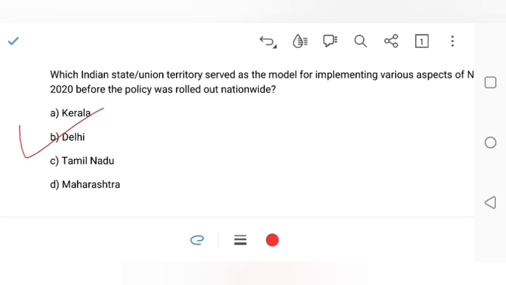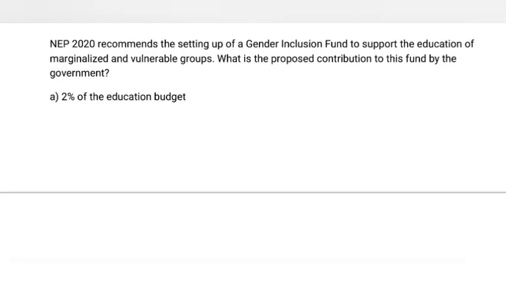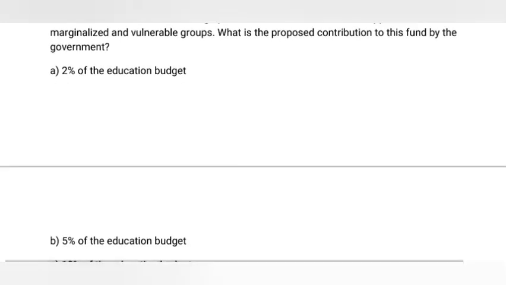Please verify, please. Next, NEP 2020 recommends the setting up of a gender inclusion fund to support the education of marginalized and vulnerable groups. What is the proposed contribution to this fund by government? So the correct answer will be 2% of the education budget.